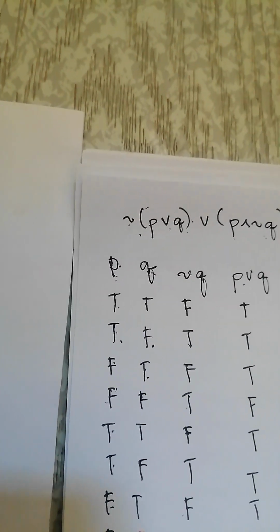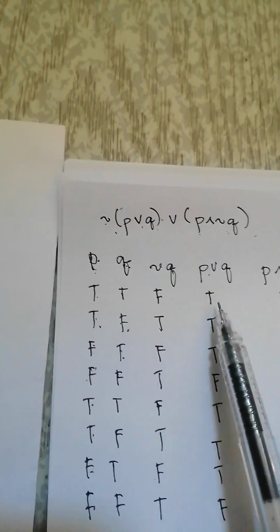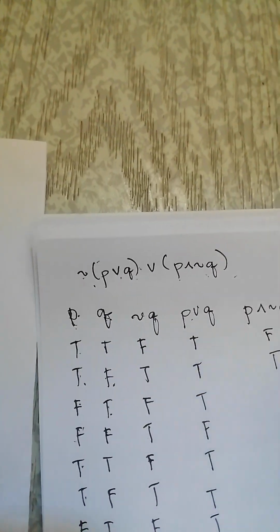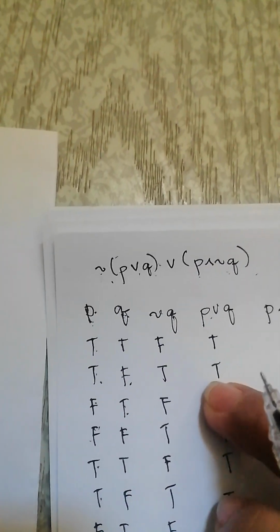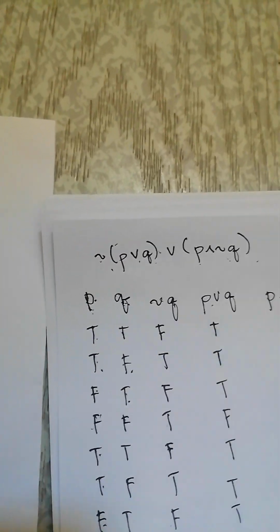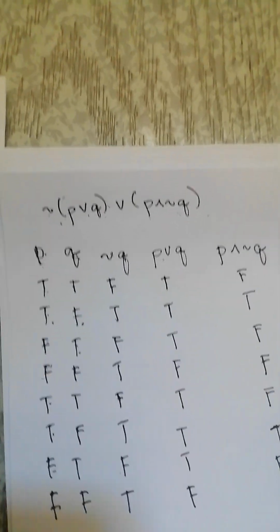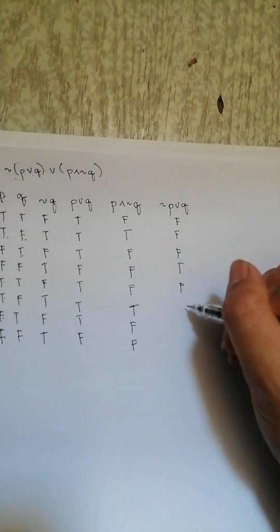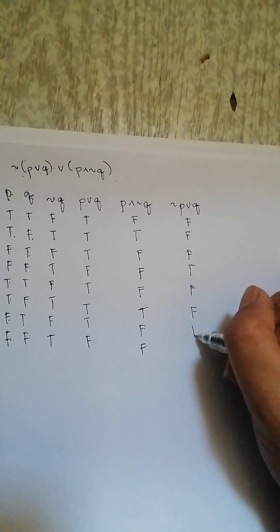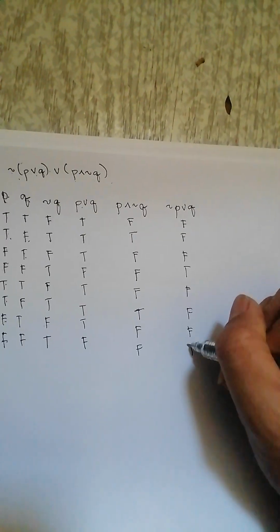Okay. Next, we have here not P or Q. Okay. Not P or Q. Ito yung P or Q natin. Now, we're just going to negate whatever is inside below that P or Q. So, the true here becomes false. The true here becomes false. The true here becomes false. The false becomes true. The true becomes false. False. The true becomes false. The true becomes false. And the false becomes true.